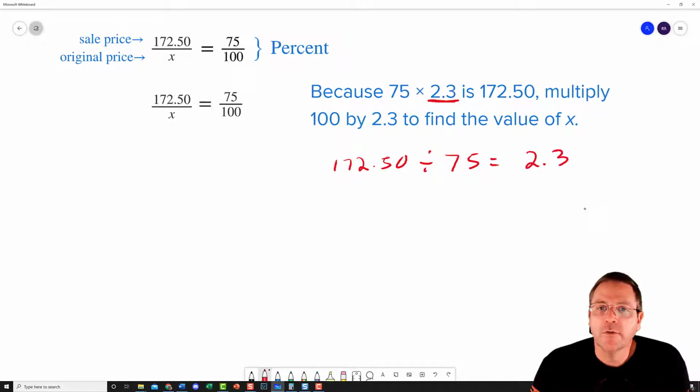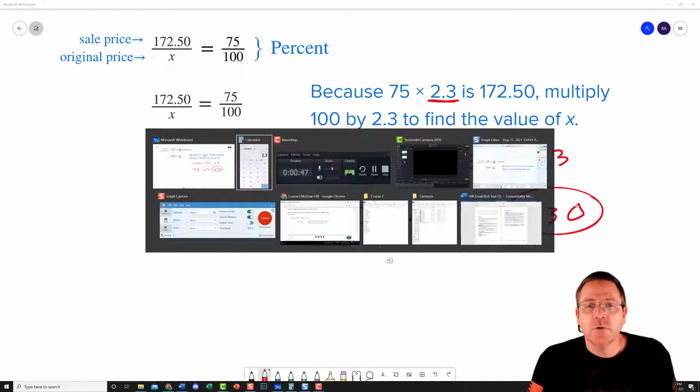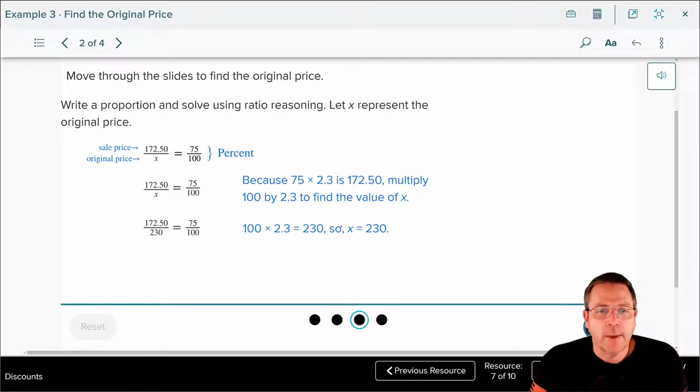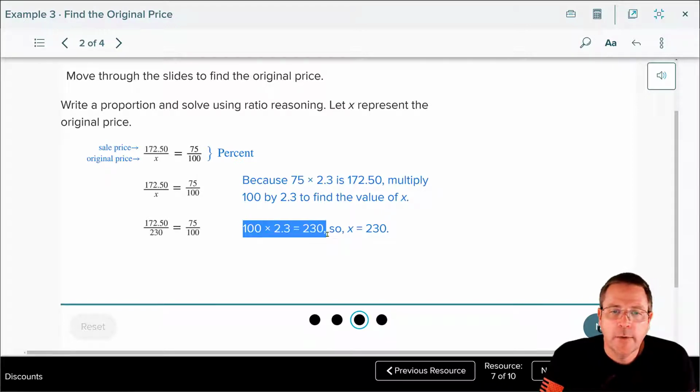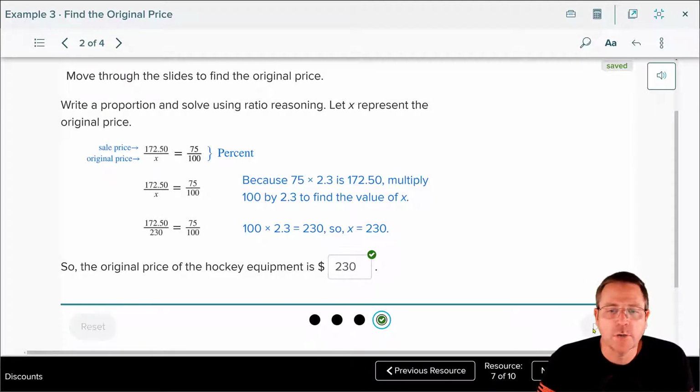So now you can say, well, 75 times 2.3 is going to be 172.5. So what is 100 times 2.3 going to equal? That part's easy. That's going to be 230. So the original price is going to be $230. And you can see that's what they did here. They multiplied 100 times the 2.3, and when they did, it gave them the $230. So the original price before any discounts of the hockey equipment was $230. Check your answer. The answer works.